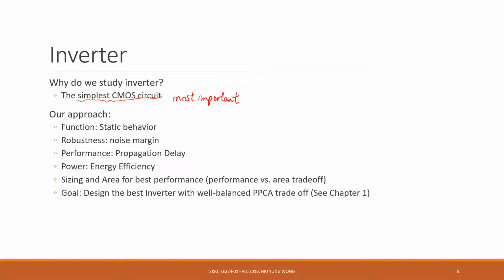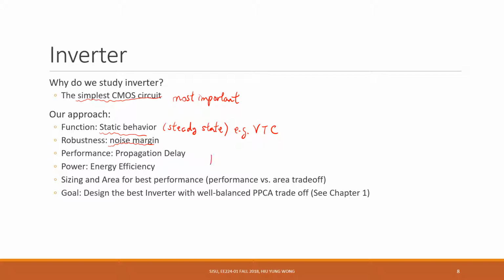So we need to do a few things. First, static behavior. Static behavior is also called steady state. We don't think about time, or about what happens when it gets to equilibrium. This is usually the VTC, the voltage transfer characteristic. Another is robustness. How is its noise margin? We learned about this in chapter 1. Now we really want to apply it to a realistic circuit.